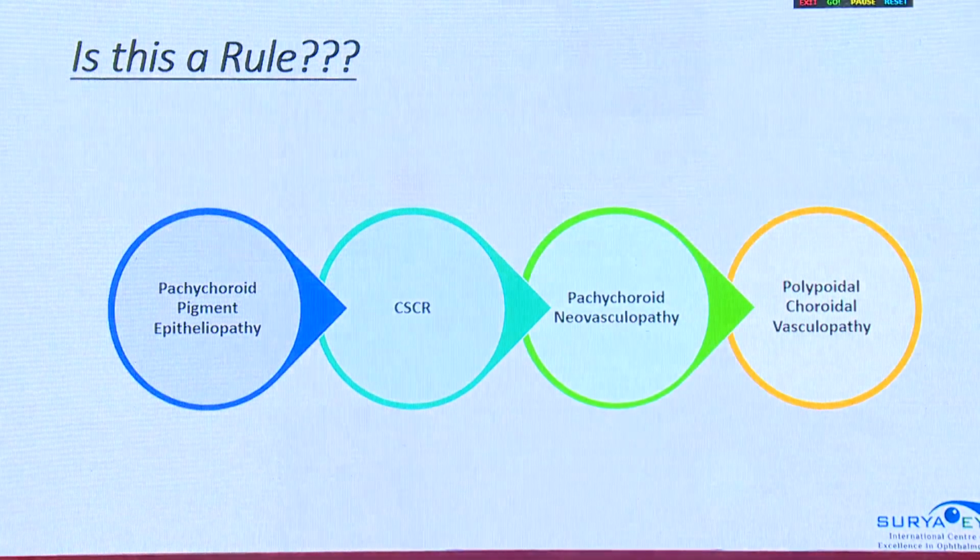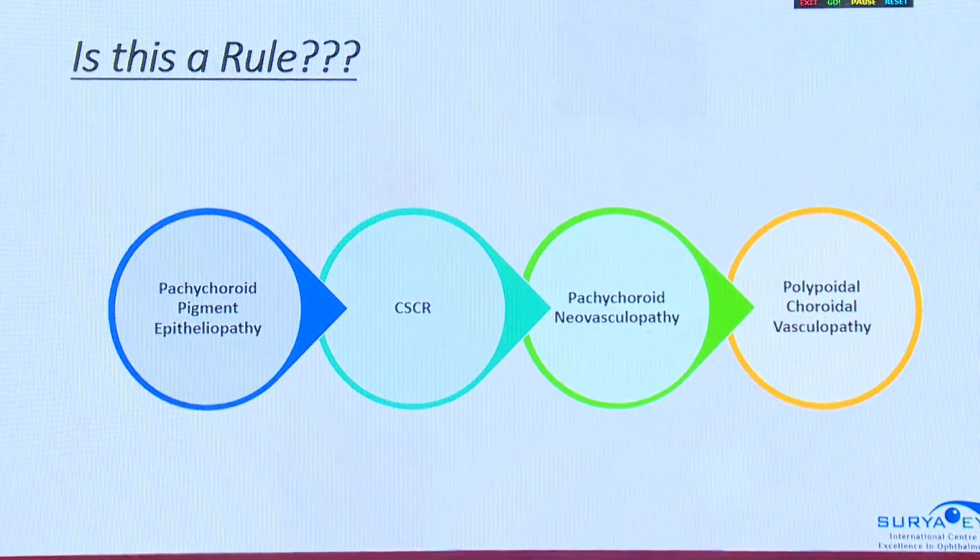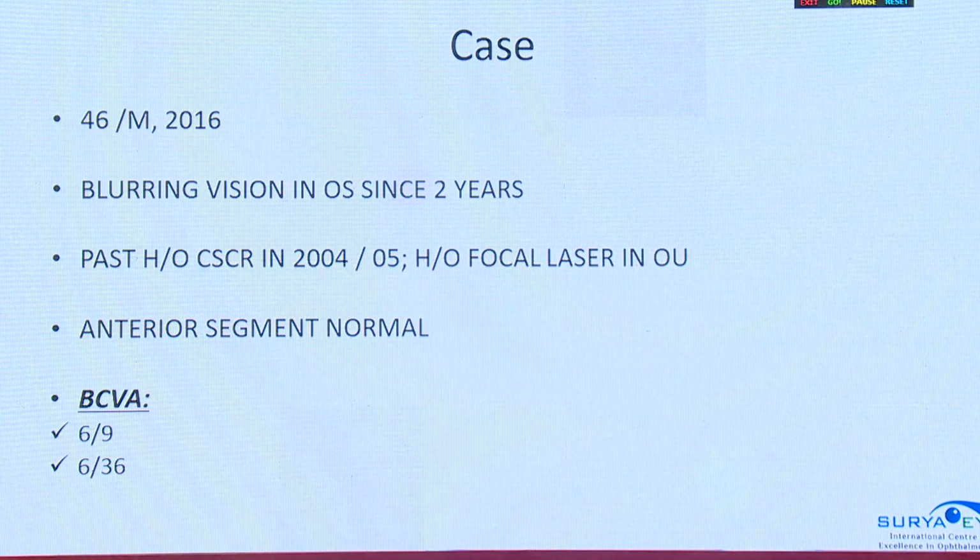As someone had asked, do the patients need to undergo all of these stages one by one? So it may not be the case. I'll just prove that with one of my last cases. So this was a 46-year-old male who presented with blurriness of vision in 2016 since 2 years. He had a history of CSR in 2004-5, for which he had undergone a focal laser treatment.